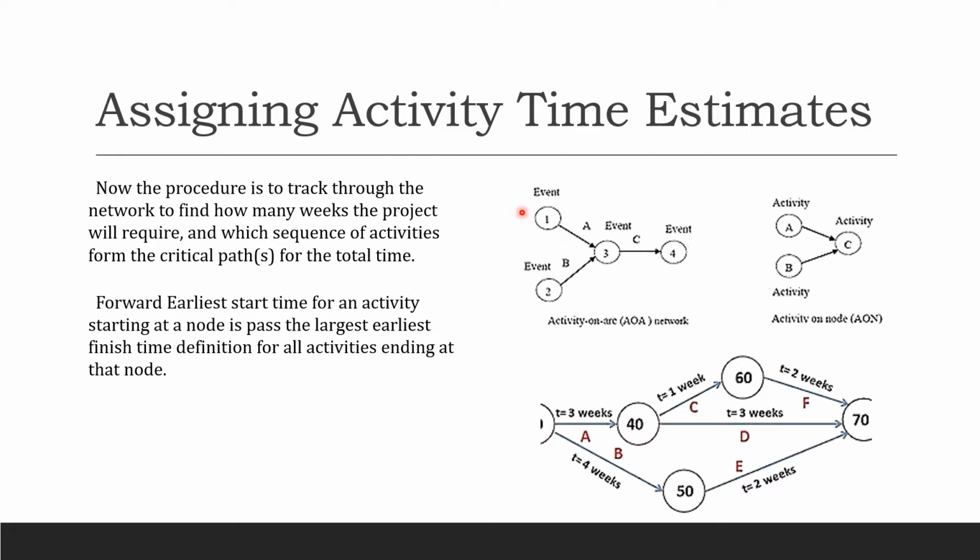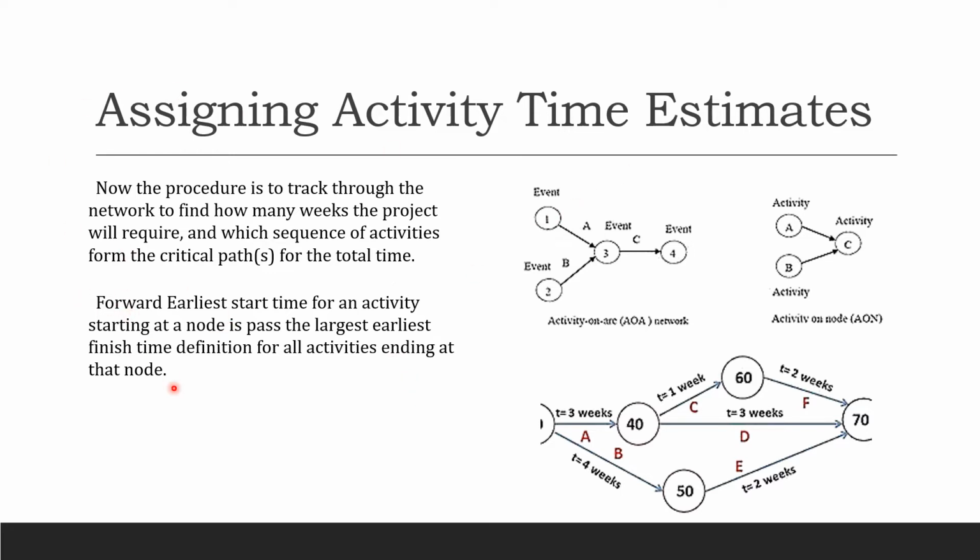Now, assigning the activity time estimates. So now we're going to assign the activity time estimates. The procedure is to track through the network to find how many weeks the project will require, and which sequence of activities forms the critical path, the longest, for the total time. So, forward: the earliest start time for an activity starting at a node is the largest earliest finish time for all activities ending at that node.